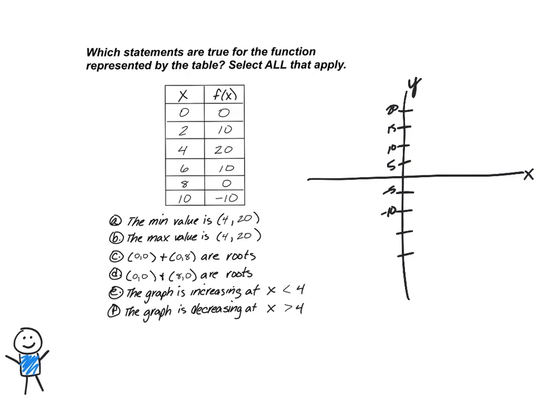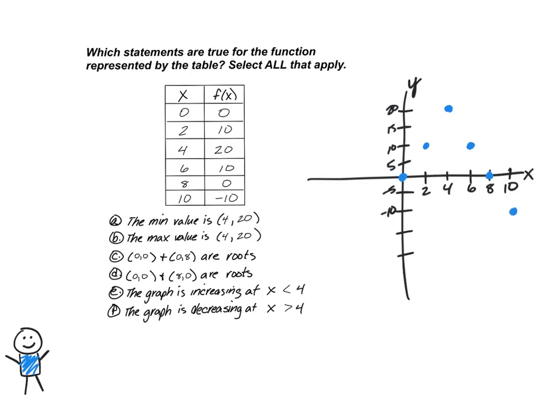That should be good. And our domain, our x values, go anywhere from 0 to 10, so we'll do these by 2. We'll say 2, 4, 6, 8, and 10. And now that I've got the scale of my graph drawn correctly, I'll go ahead and plot the points. So we have (0, 0), which is a root at the origin. We have (2, 10), (4, 20), (6, 10). Looks like it's coming back down. (8, 0), which is a root or an x-intercept, and then (10, -10).